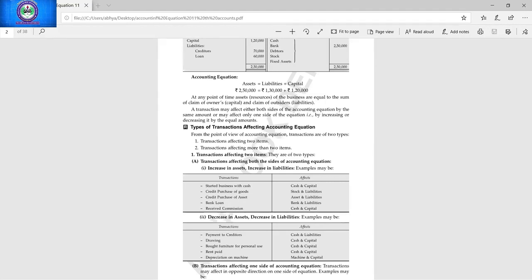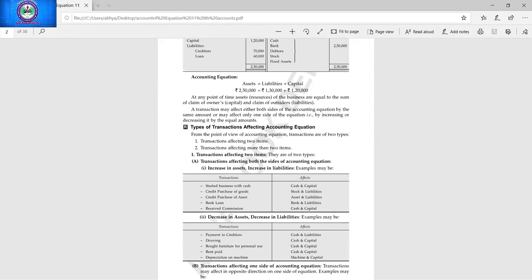So cash will be decreased, one account. And on the other hand, drawings: whenever you take back your money for personal expense, that will be known as drawings, and that will definitely decrease your capital. So whenever drawings are there in the question, two accounts will be affected: the cash account and the capital account. Both will be decreased.